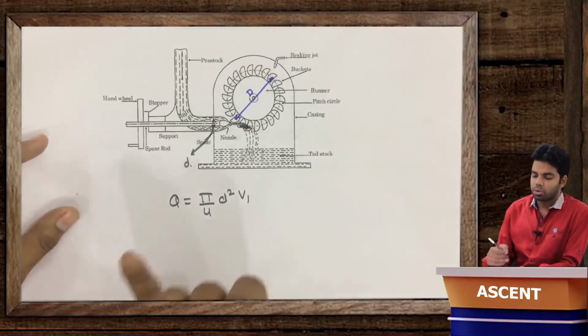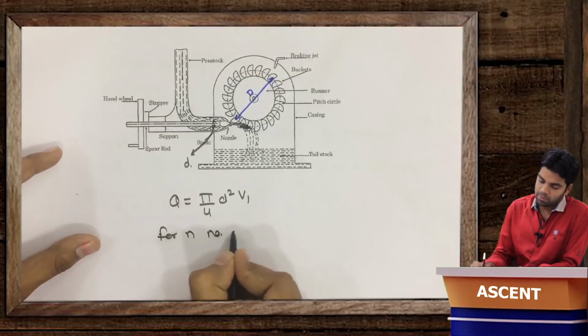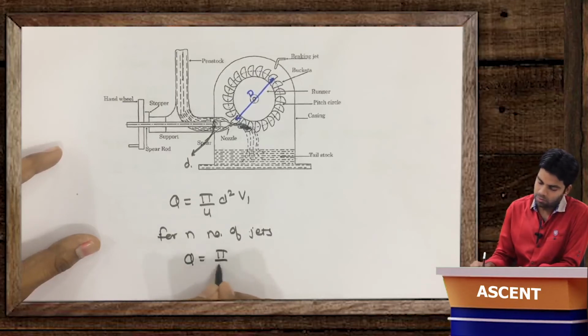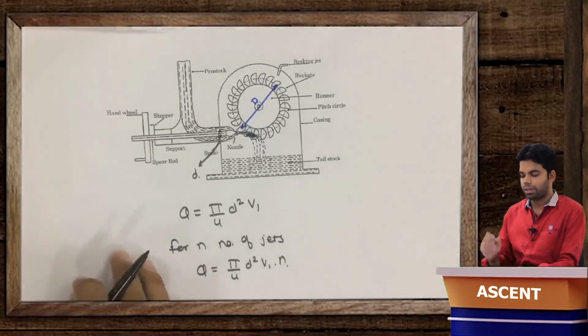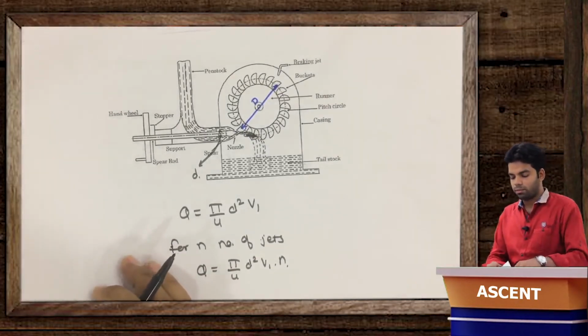Now if suppose we are having n number of jets here, then for n number of jets, this Q will be equal to pi by 4 into d square V1 into n. So for n number of jets, total Q is equal to pi by 4 d square V1 into n.